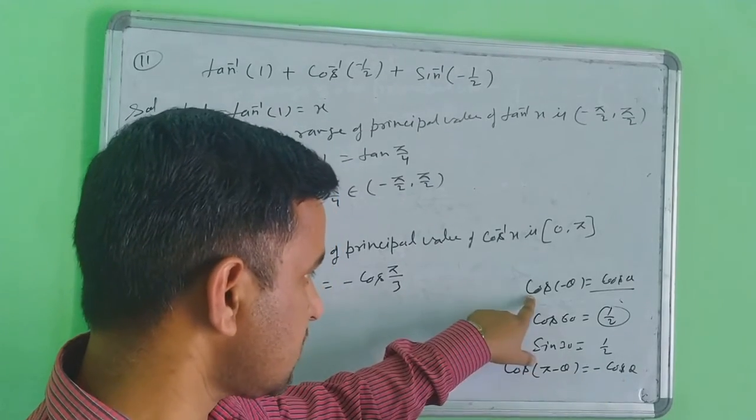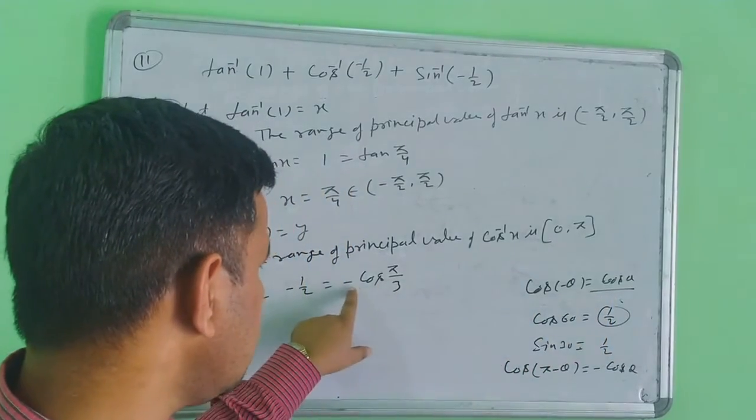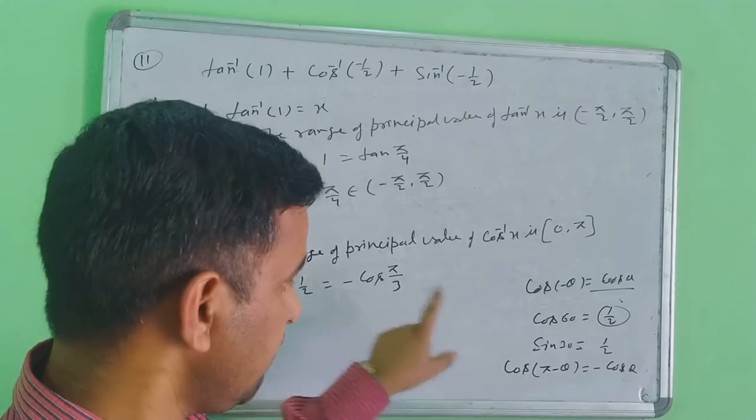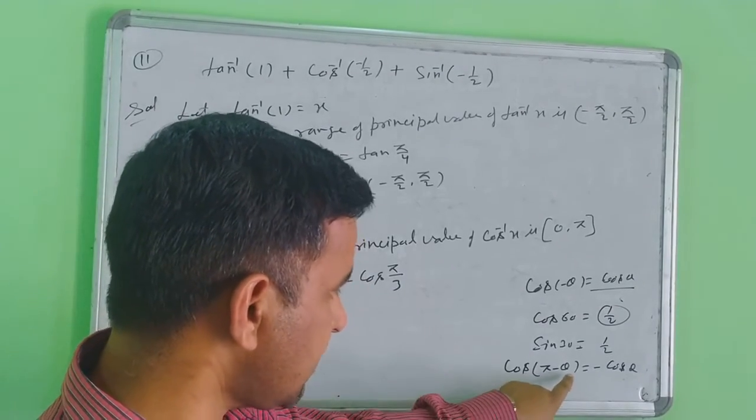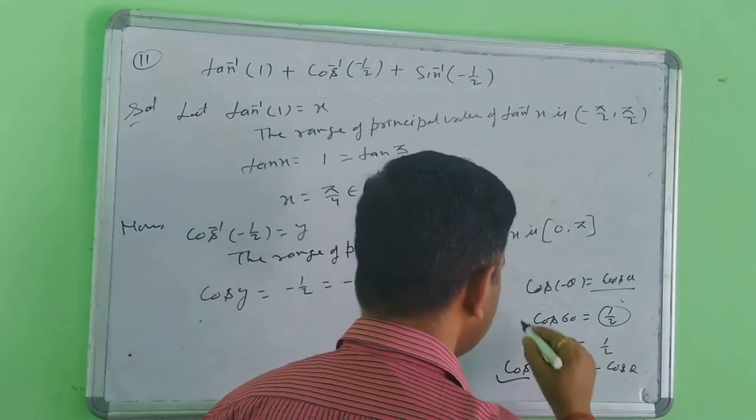Our first identity is cos minus theta equals plus cos theta. So if you are using the identity cos minus theta, the result does not come negative. But when you use cos pi minus theta, the result comes out negative. So you will be using this identity, not that identity.